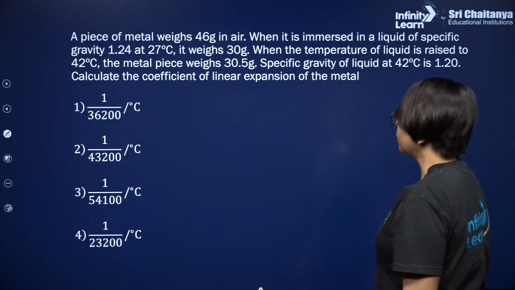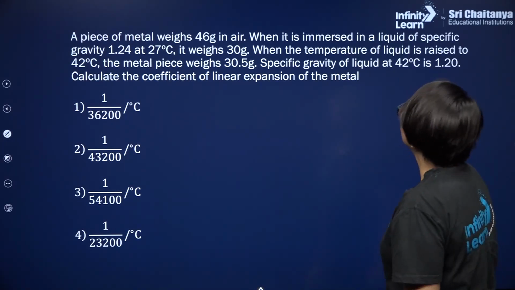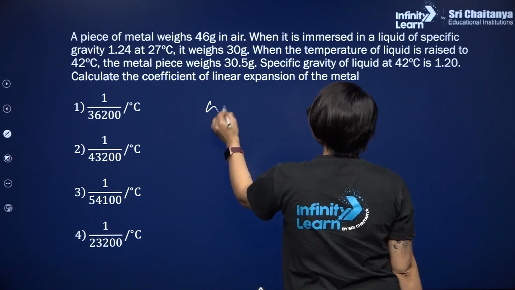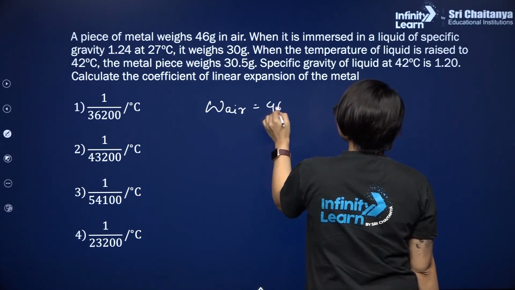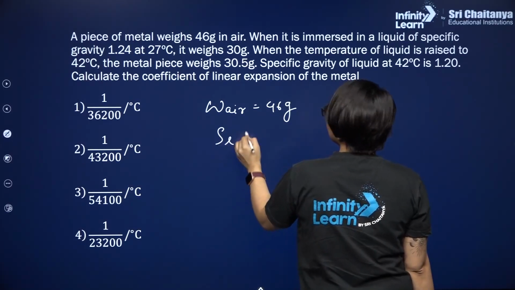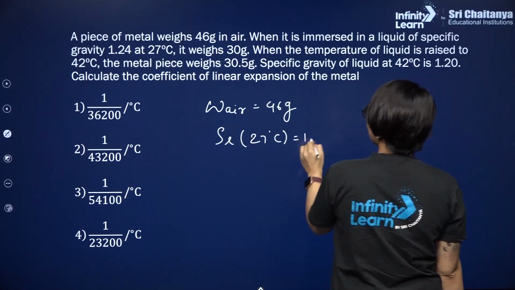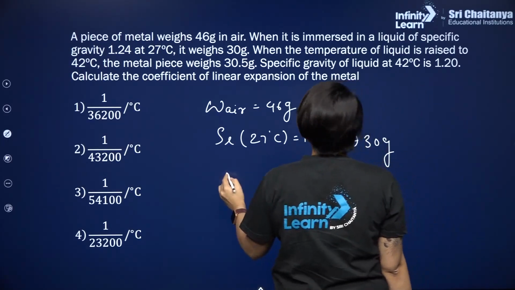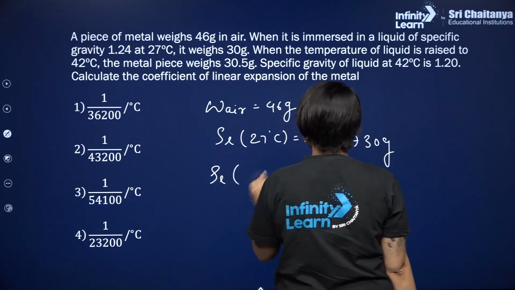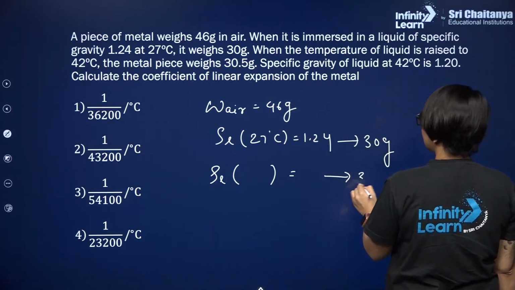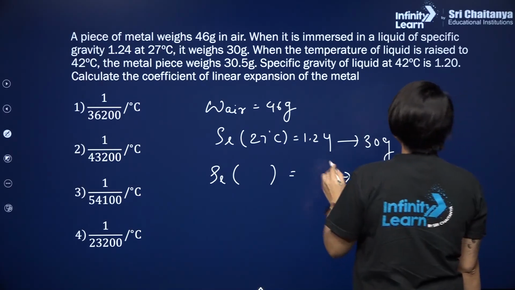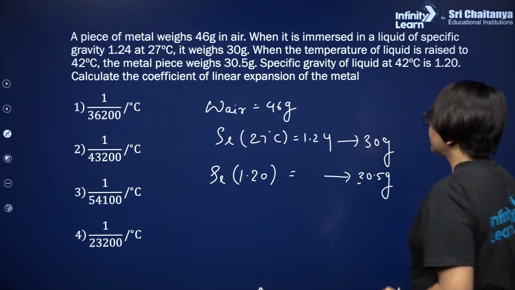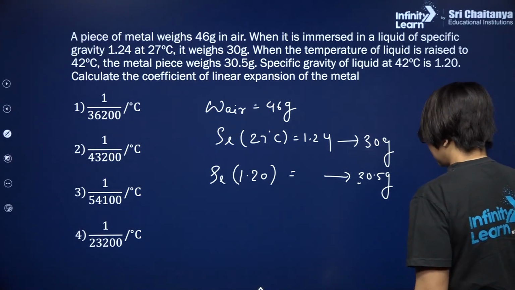Next is this one. A piece of metal weighs 46 gram in air. Then it is immersed in a liquid of specific gravity 1.24. Okay, weight in air is 46 gram. Density of liquid at 27 degrees Celsius is 1.24 and it weighs 30 gram. When the temperature of the liquid is raised to 42 degrees Celsius, then it weighs 30.5 gram. Specific gravity of the liquid at 42 degrees Celsius is 1.20. Calculate the coefficient of linear expansion of the metal over here, right?